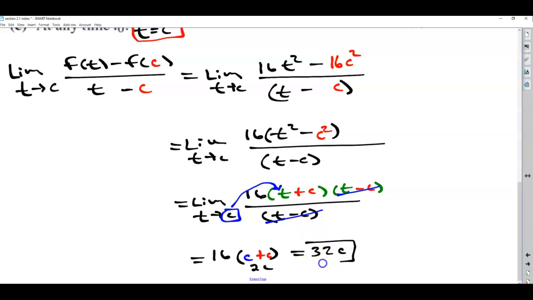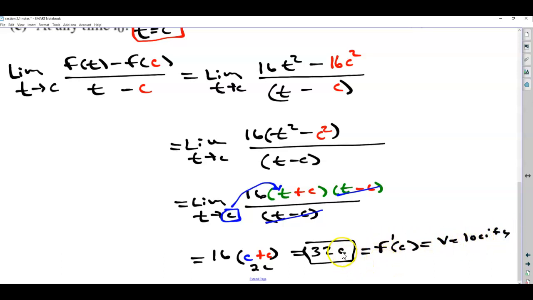32c. Whoa, wait a minute. What did we just find? We found the derivative at any value c. C stands for a constant, which means I can plug in any number. And again, what is that? That's the velocity. That's the equation for velocity.